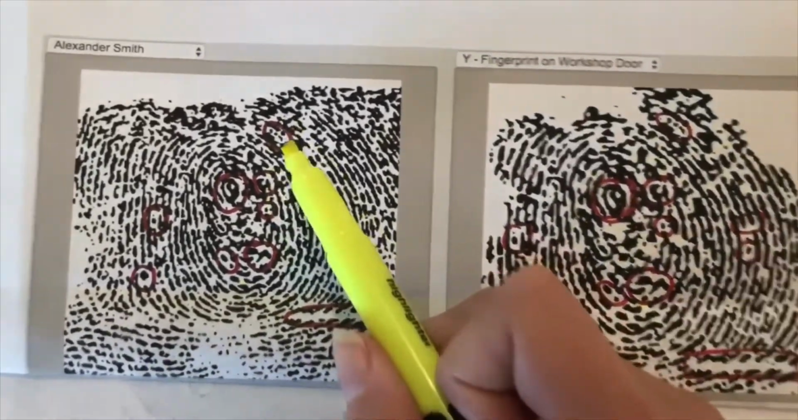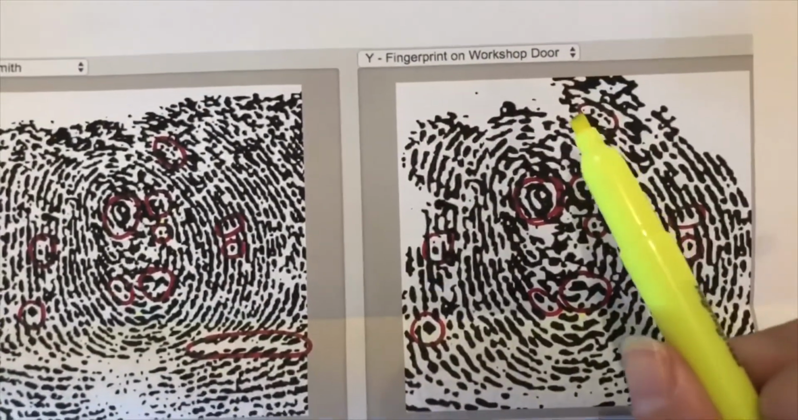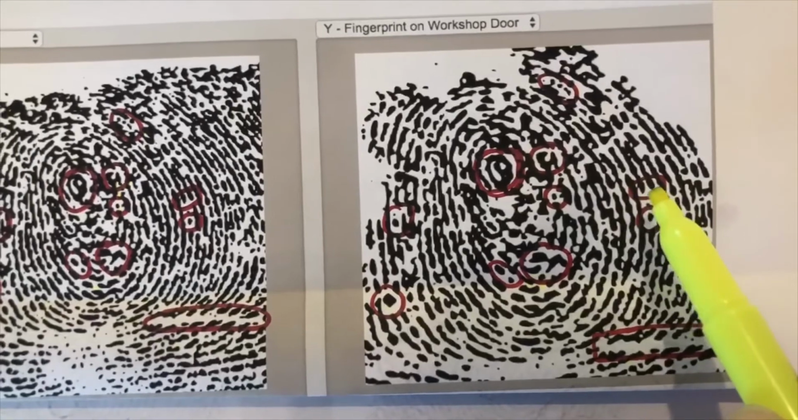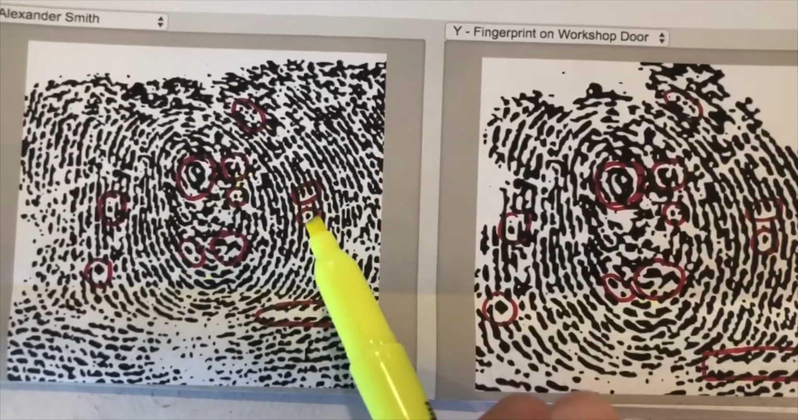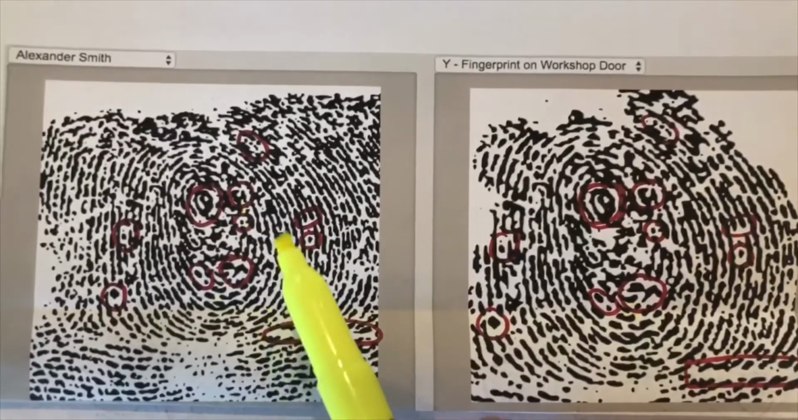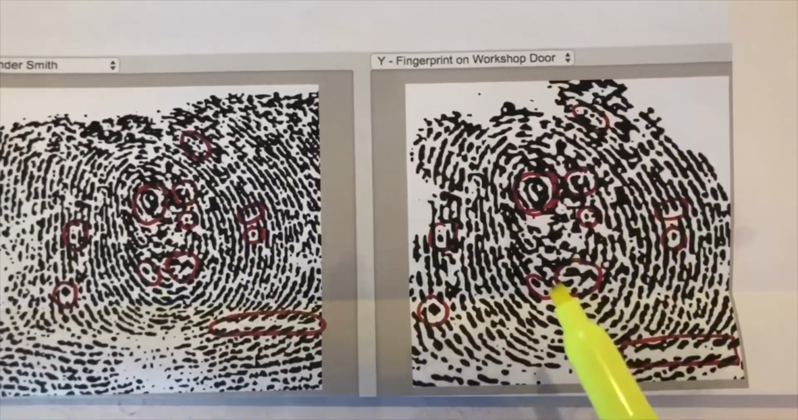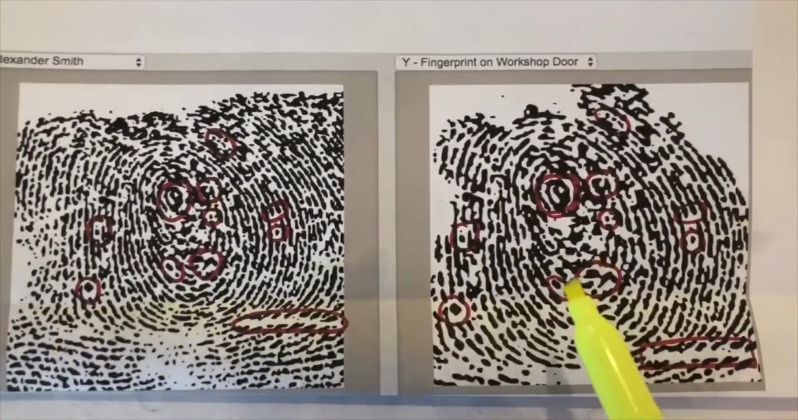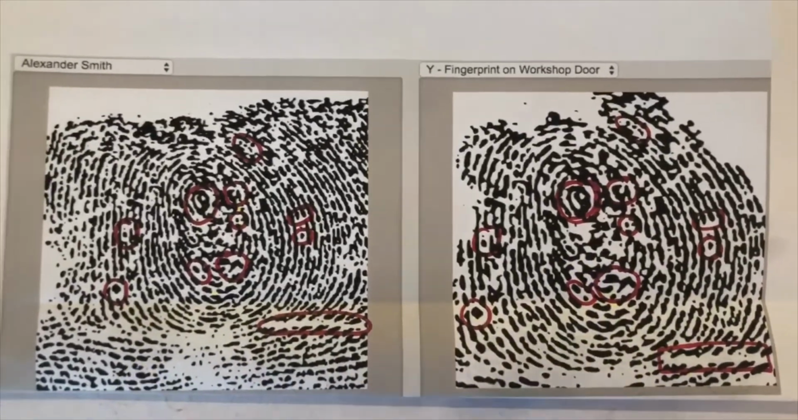Above that are three dots. Same three dots can be found here, along with this dual ridge ending found right here, directly below a dot, dual ridge ending directly below a dot. So these minutia are comparable to the minutia found on the workshop door, and not to mention both of these prints are central pocket loops.